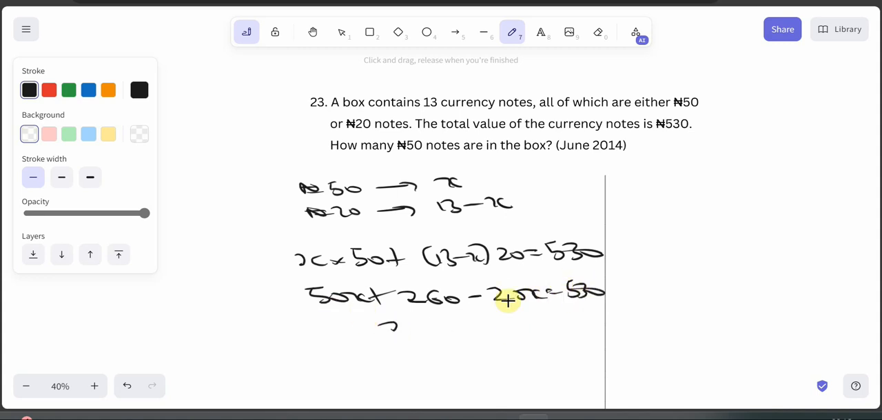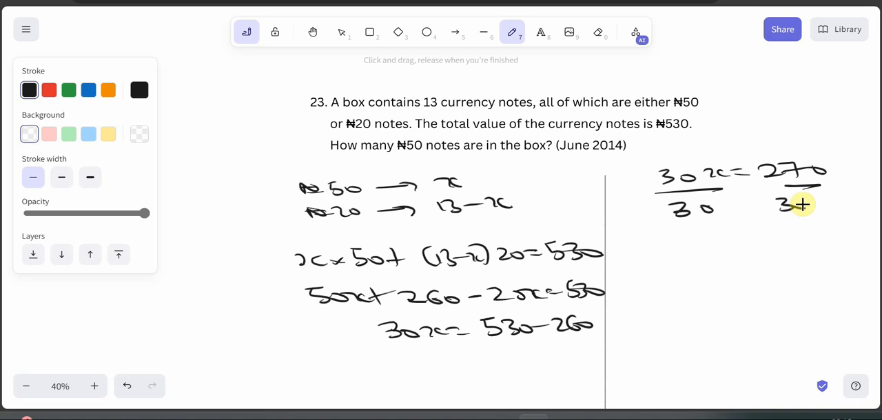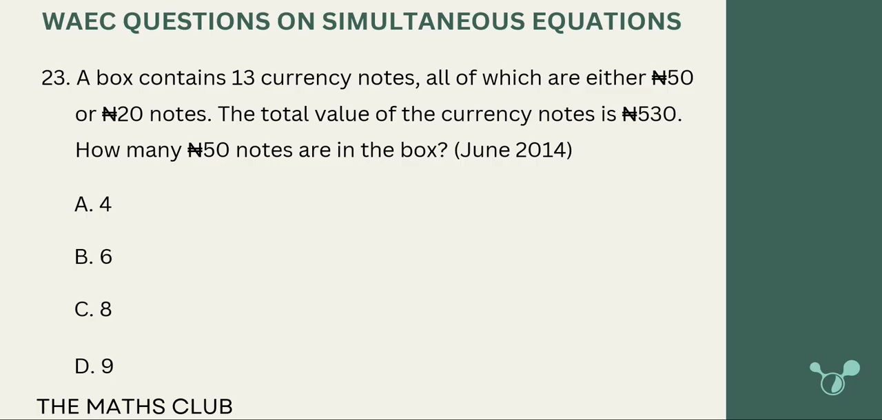50 minus 20 will give me 30X. And if I take 260 to the other side, that will be 530 minus 260. So 30X would give me 270. And by the time I divide it by 30, this will cancel this, this will be 9. So my x is equal to 9. And then the x is really the number of 50 naira notes. So that means that there are 9 50 naira notes in the box. Let's see if our answer is correct. That should be option D.